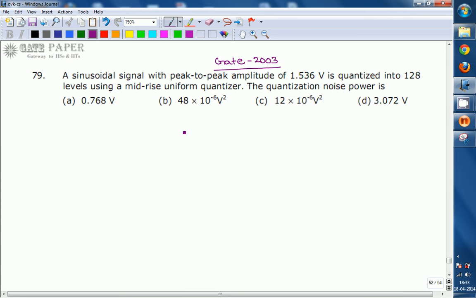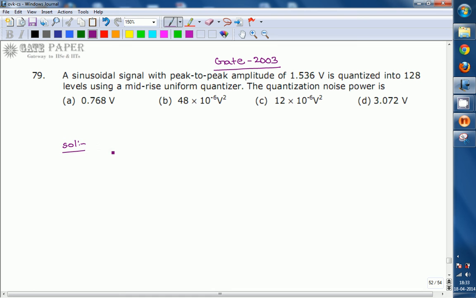2003. The question is given as: a sinusoidal signal with peak to peak amplitude of 1.536 volts is quantized into 128 levels using a mid-rise uniform quantizer. The quantization noise power is. Now see the solution for this one.